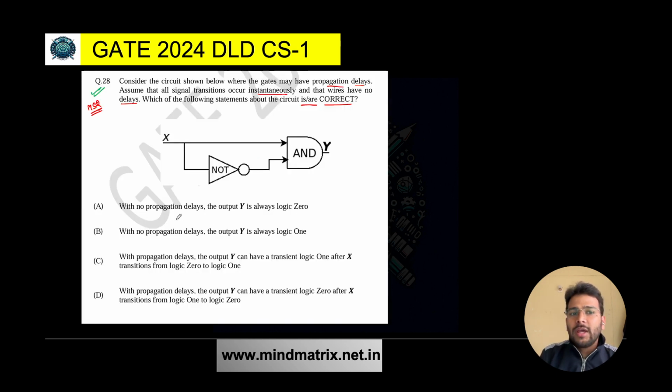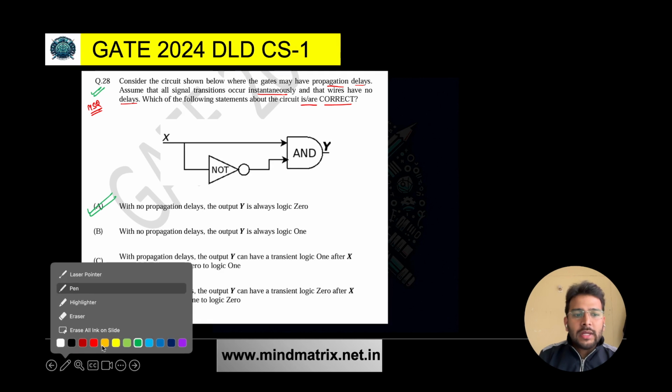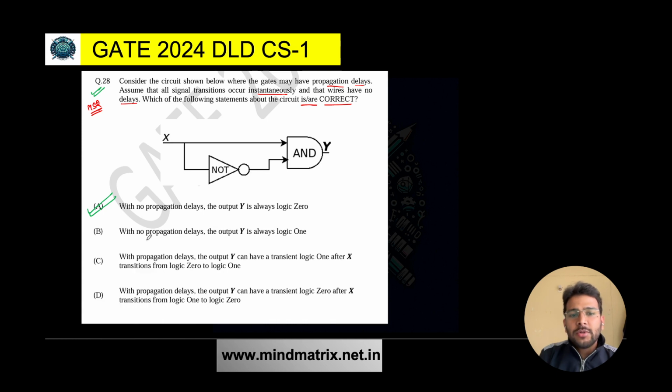So can I say option A is correct here? With no propagation delays, the output Y is always logic 0. Whether the value of X is 1 or 0, always it is going to be 0. So option A is definitely correct here. Okay. Now let's try to see the second option here. Second option says with no propagation delay, the output y is logic 1. That we have already proved. It is always going to be 0. So definitely option B is incorrect here.